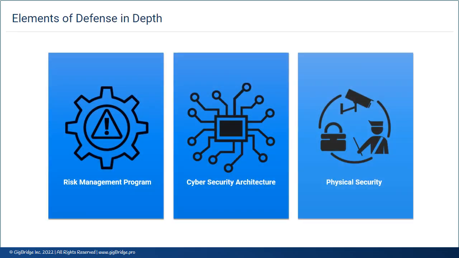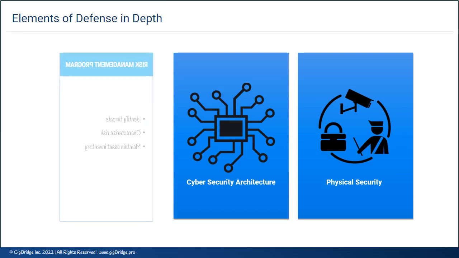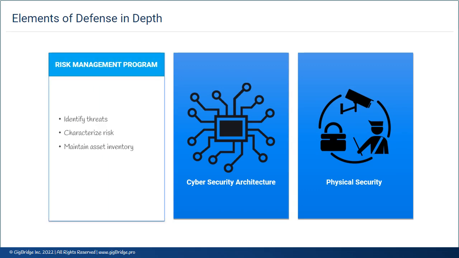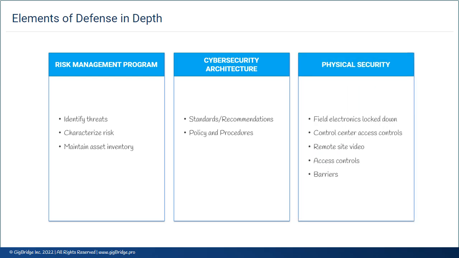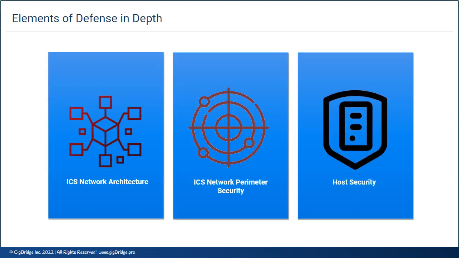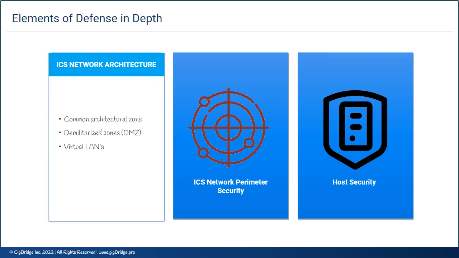Let us look at each element of defense in depth. Risk Management Program. Identify threats, characterize risk, and maintain asset inventory. Cybersecurity Architecture. Standards or recommendations, policy and procedures. Physical security. Field electronics lockdown, control center access controls, and remote site video access controls, barriers. ICS Network Architecture. Common Architectural Zone, Demilitarized Zones, DMZ, and Virtual LANs.